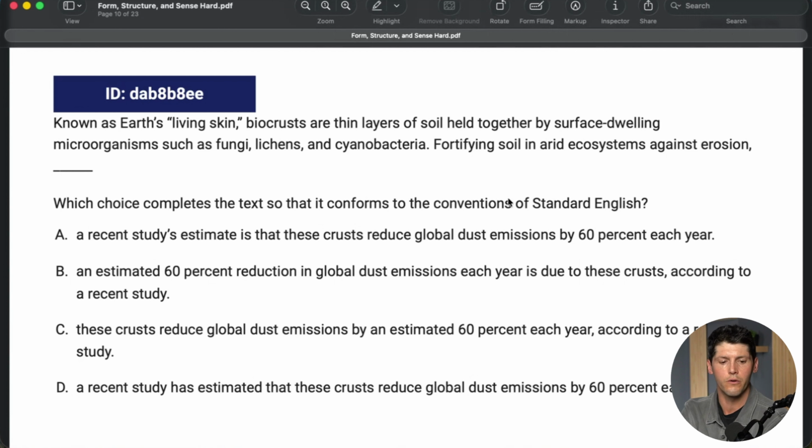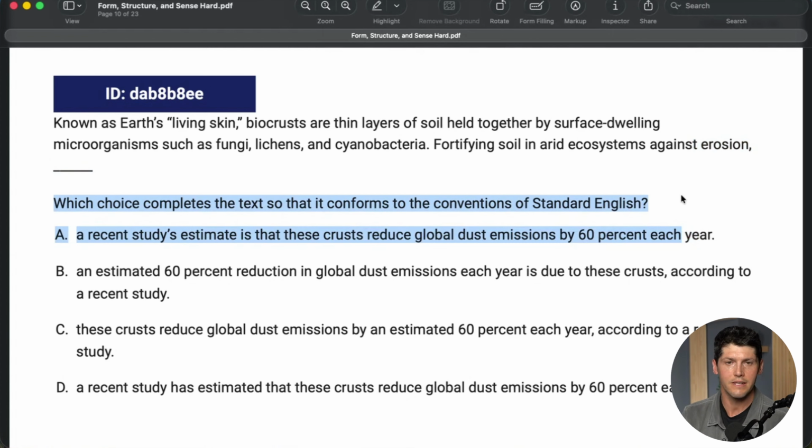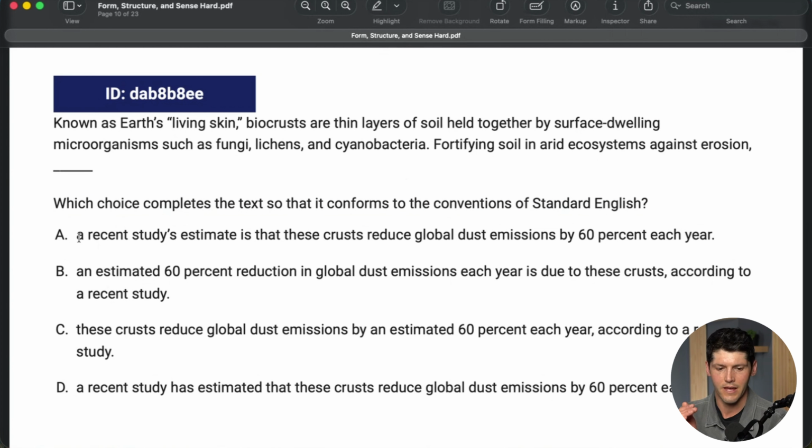You should start by noticing that there is a phrase here. It says which choice completes the text so that it conforms to the conventions of standard English. So that tells you what we're working on. Literally grammar rules. And the answer choices, the shape of the answers, so to speak, tell you something else. Notice that all of these answer choices just take phrases and they mix them around.